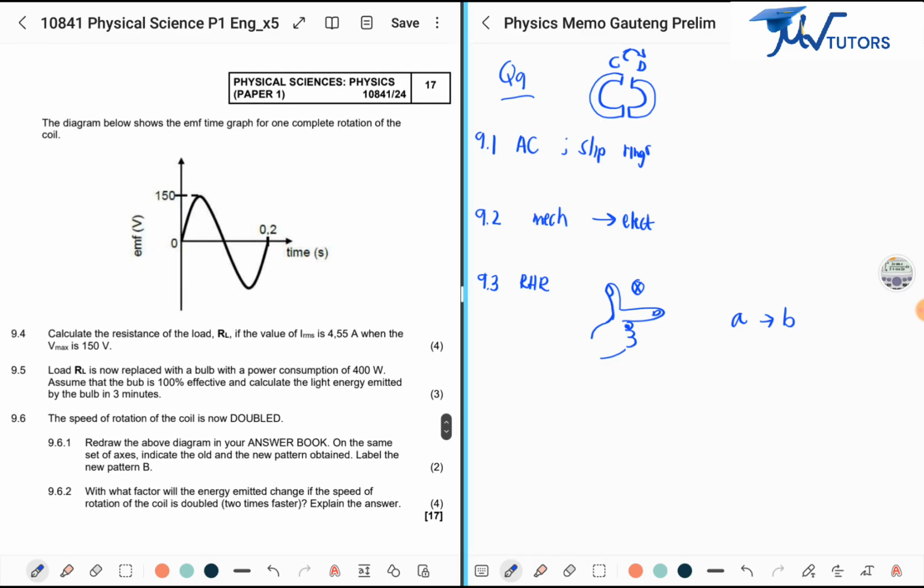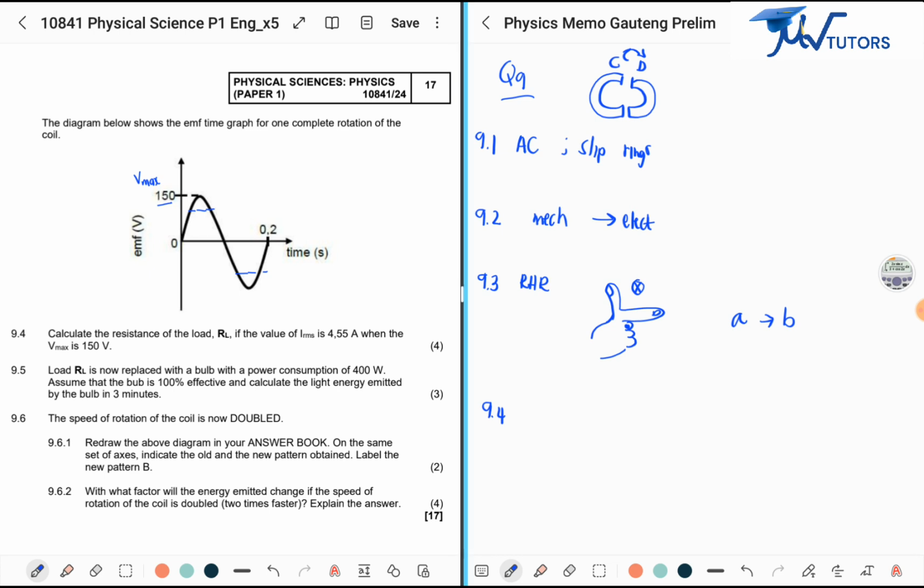And then 9.4, so before we get there, it says the diagram shows the EMF time graph for one complete rotation of the coil. So it takes 0.2 seconds for a complete rotation of the coil. This 150 would be your Vmax, right? And if we were to get the root mean squared, it would be somewhere around there. So anyway, 9.4 says, calculate the resistance of the load RL if the value of IRMS is 4.55 amperes when the Vmax is 150.